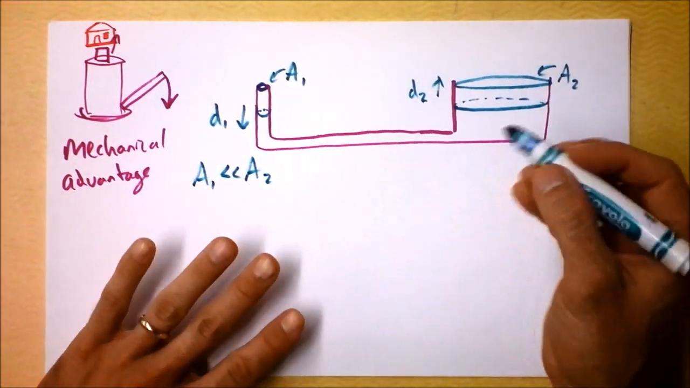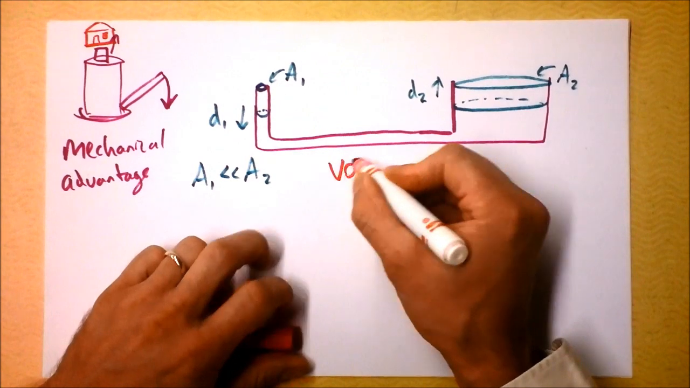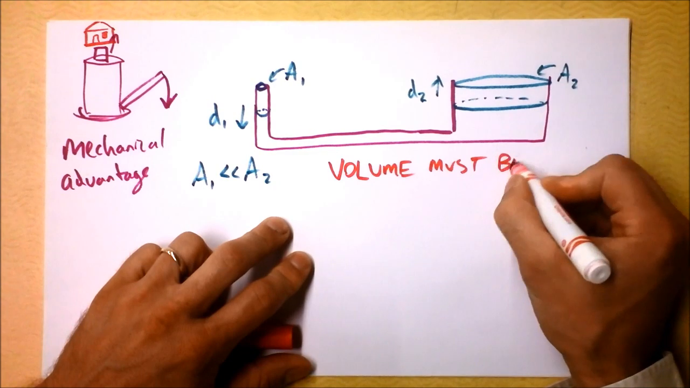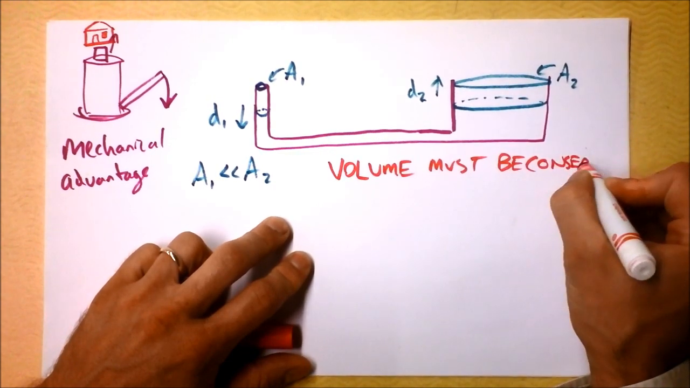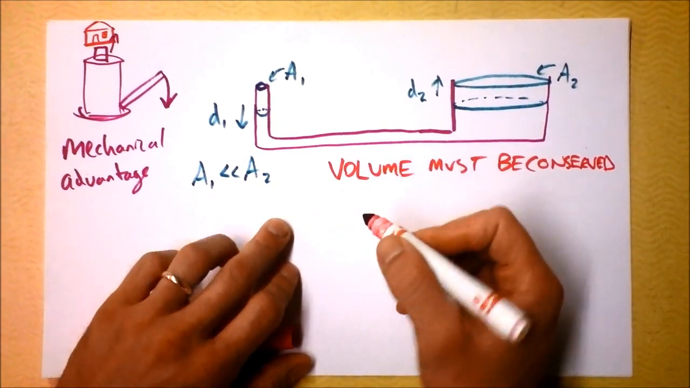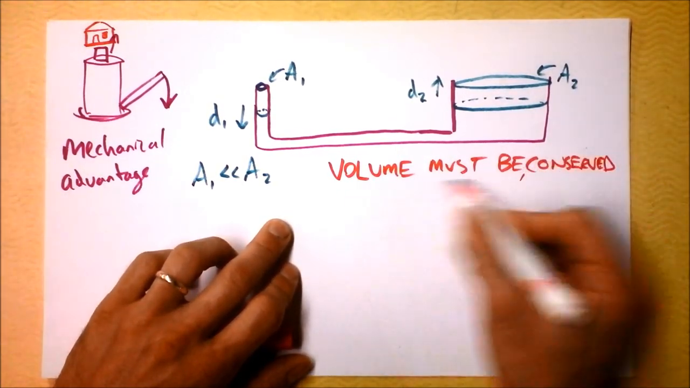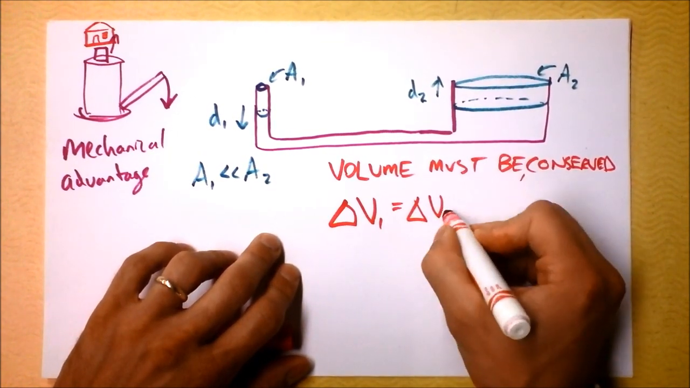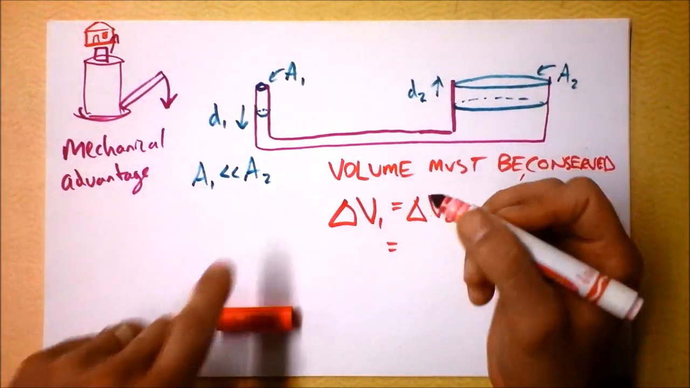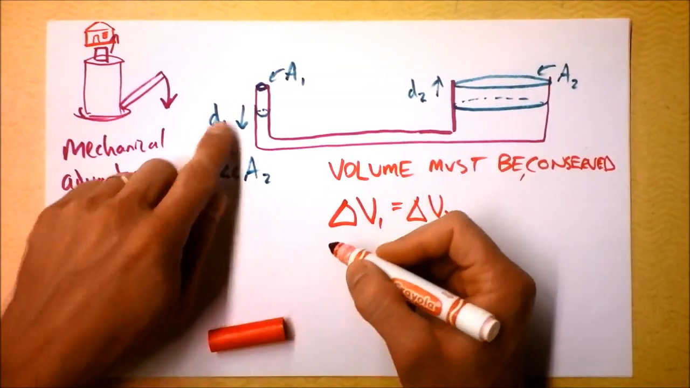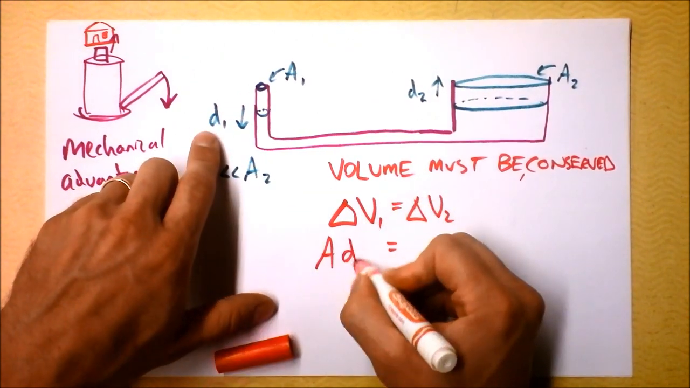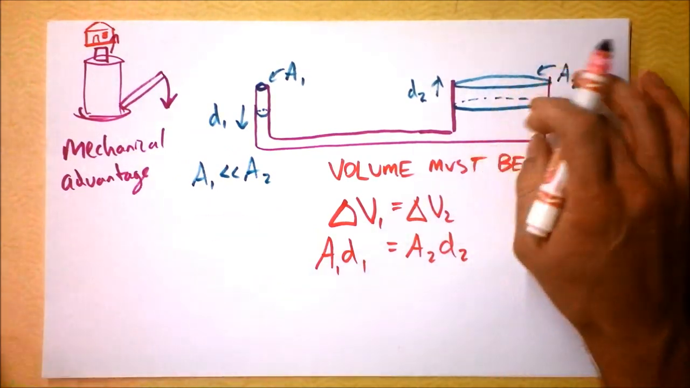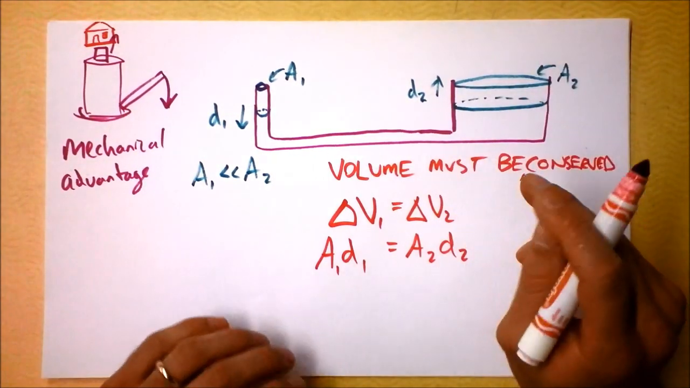Is that reasonable? You know that volume must be conserved. If this is an incompressible fluid, then we know that volume is conserved for incompressible fluids. Volume must be conserved. So the change in volume of side 1 is equal to the change in volume of side 2. I'm just talking about magnitudes, so this is going to be the area of side 1 times how far it has gone, and this is going to be the area of side 2 times how far side 2 has gone. Of course, that's volume for these cylinders.